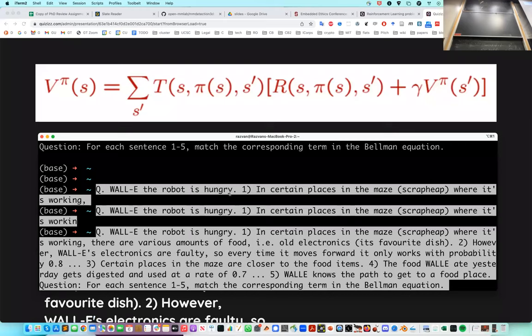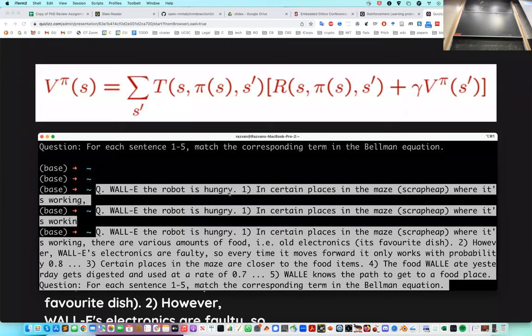Number one is referring to food items, which is basically the reward R. So that's the reward function in MDPs that you get, the food items, yes. At each state, this is the reward that you get from starting in state S, taking action pi of S, and then landing in state S prime. All clear? One more thing.